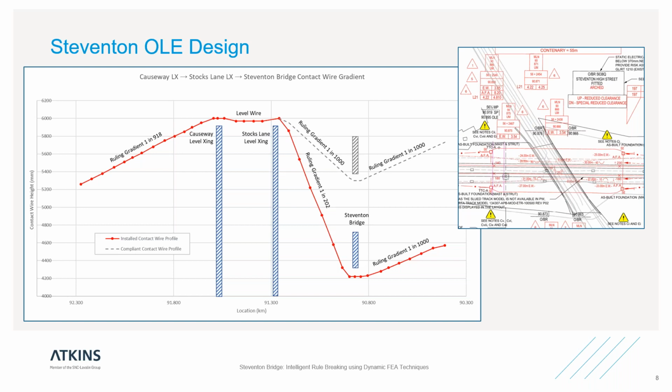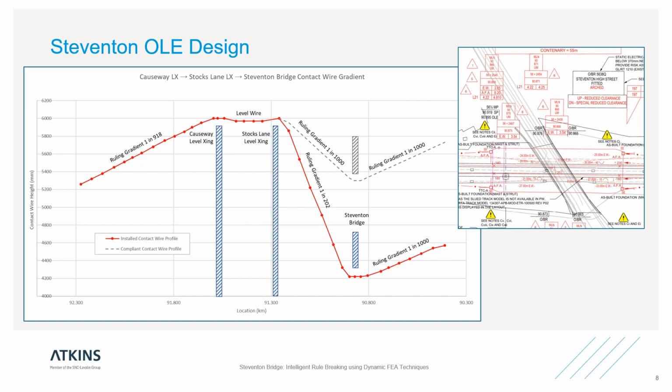So this diagram illustrates what that in situ design looked like, and in fact how it's been installed. So the red line is the contact wire profile, and what's notable is you can see on the far left and on the far right we have nice shallow compliant gradients, but between Stocks Lane and Steventon we have the very non-compliant gradient of 1 in 202.